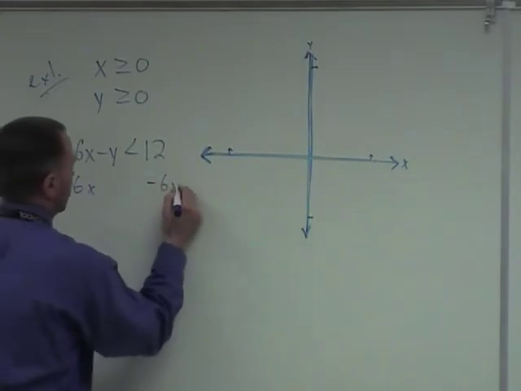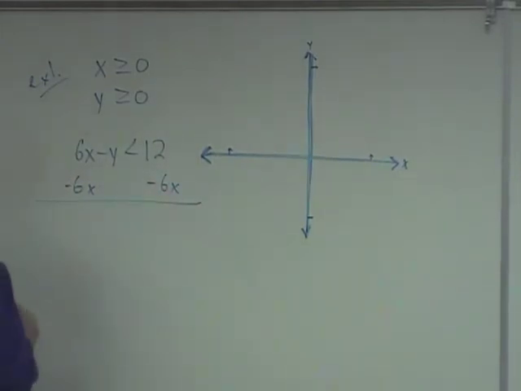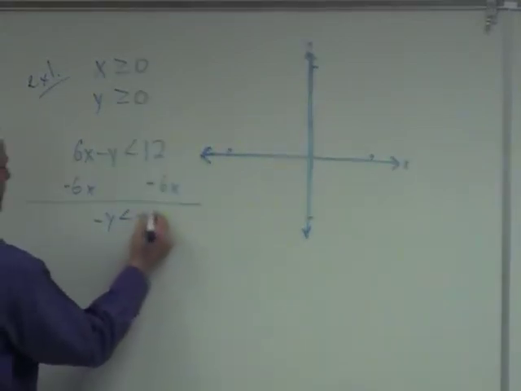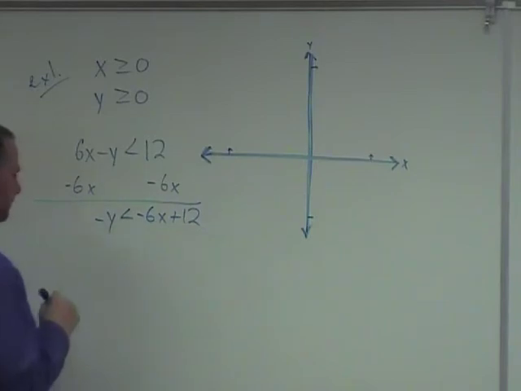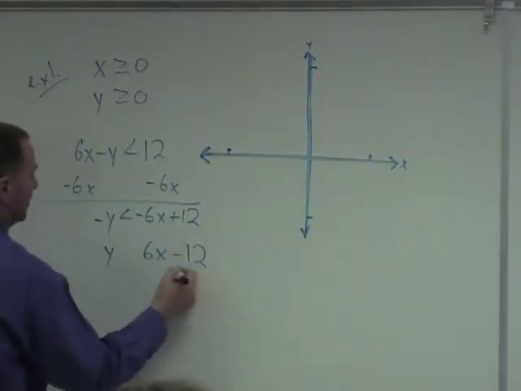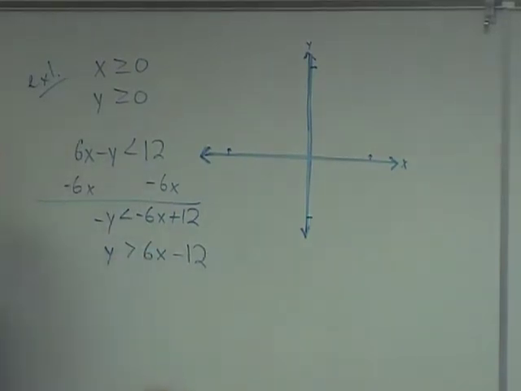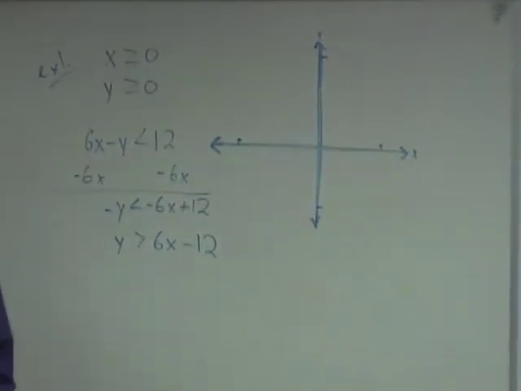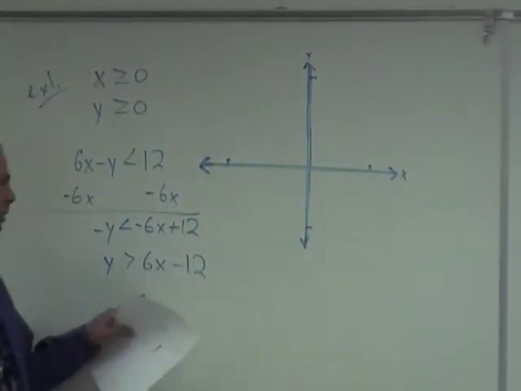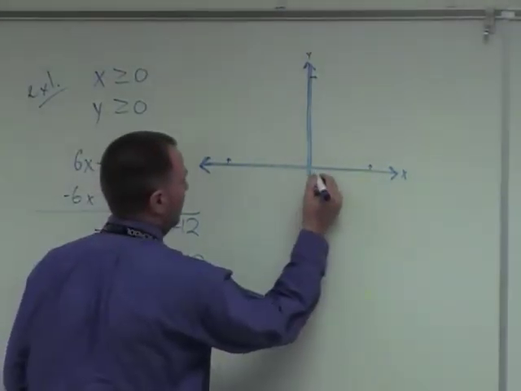Tell me what to do first. Subtract 6x on both sides. All right. What do we get? Negative y is less than negative 6x plus 12. Okay. Then you make everything negative. So we're either multiplying by negative 1 or dividing by negative 1. That changes all the signs. What else does it do? It flips around the inequality sign. That's why it's important to put things in slope-intercept form before you decide which way it's shaded. Okay? So, it goes through the y-axis at negative 12.